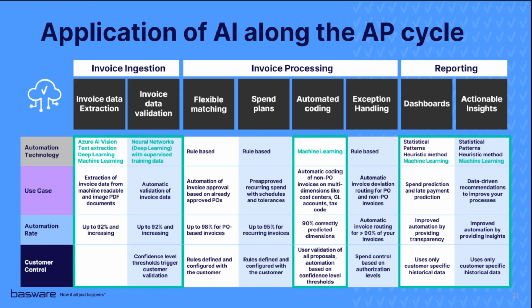You've then got flexible matching and spend patterns, and these are areas where normal rule-based logic is able to get really high levels of matching because you've got the information right up front. Then automated coding, understanding where you've got no-PO invoices, and then those are flowing through to the right places, consistently being posted to the same general ledger accounts and cost centers, consistently being able to manage by procurement.